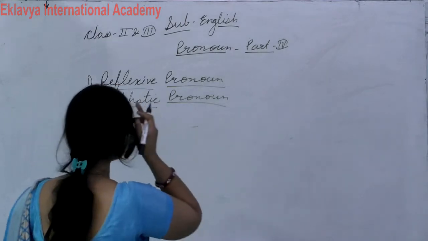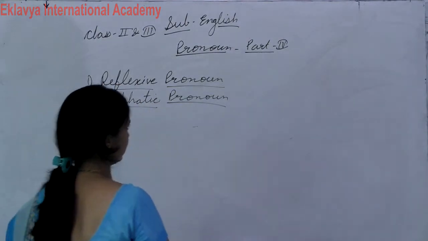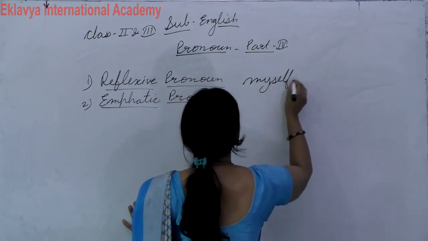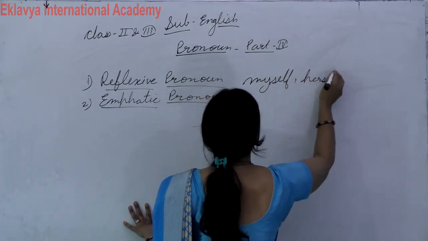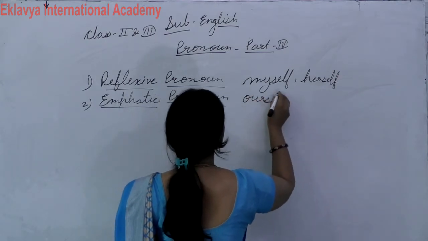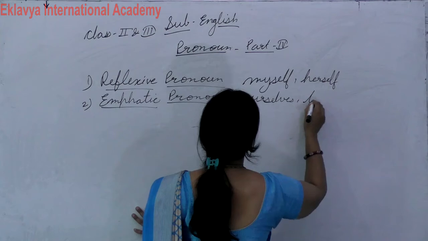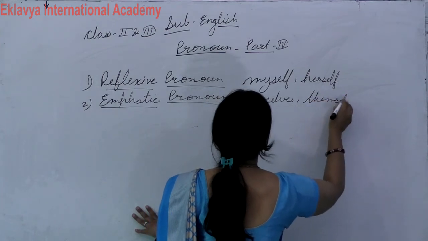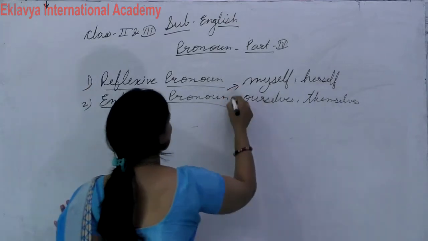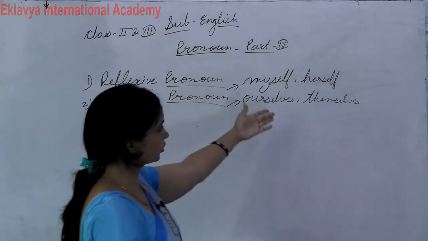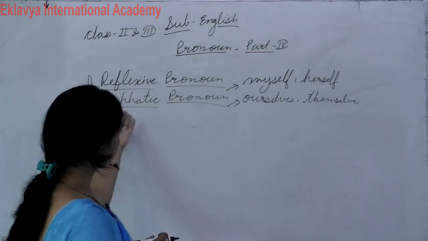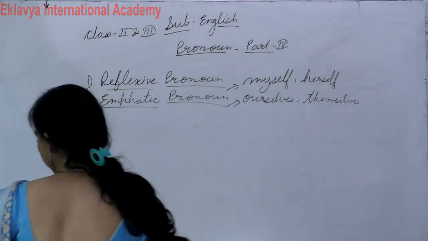So now see what the reflexive pronouns are, like myself, herself, ourselves, themselves. These types of pronouns are called reflexive and emphatic pronouns. Both are pronouns of this kind. So now let's see what is the difference between reflexive pronoun and emphatic pronoun.